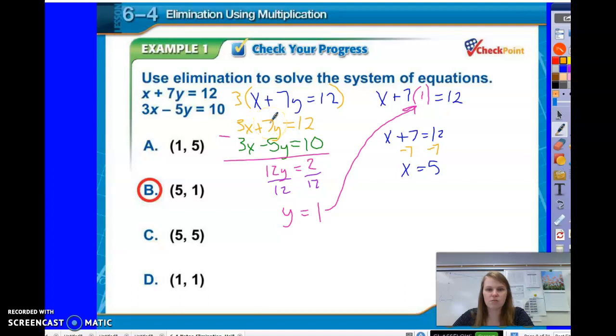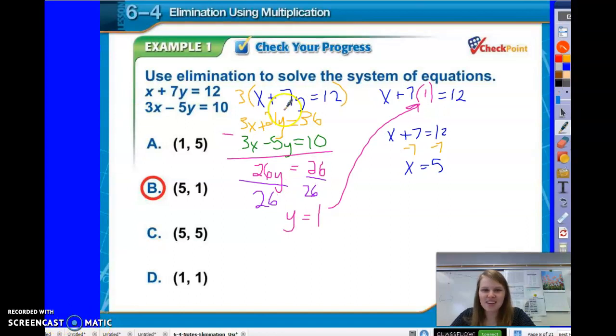Oh, hold on, I messed up here, 1 second. Okay, I fixed it. So I did a common mistake and I did not take the 3 times each term here, and I should have. So now that I fixed it, it should say 3x, 3 times 7 is 21y, 3 times 12 is 36. So once I did that whole thing, now I'm going to copy the second equation right underneath it.